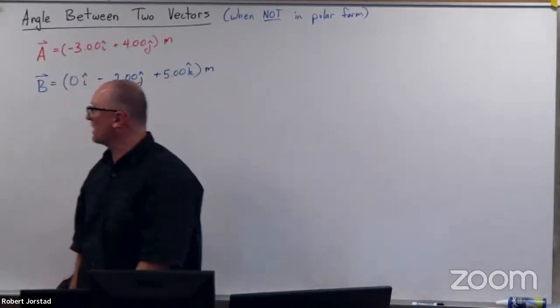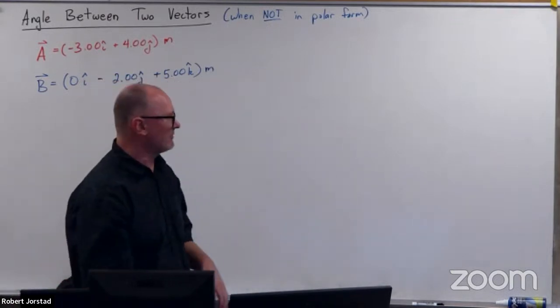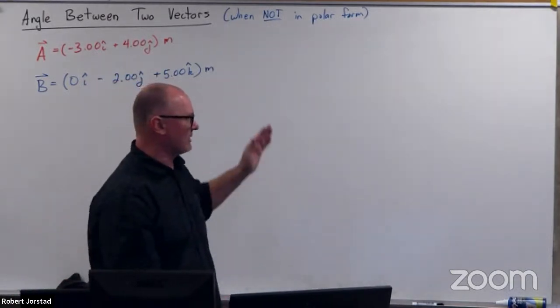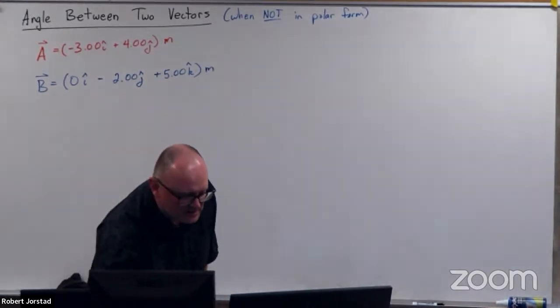Okay, now I want to talk about figuring out the angle between two vectors. Sometimes it's not really obvious, like in the last videos where we had the two drawn. Sometimes you're given them in Cartesian form. So give me a second here.